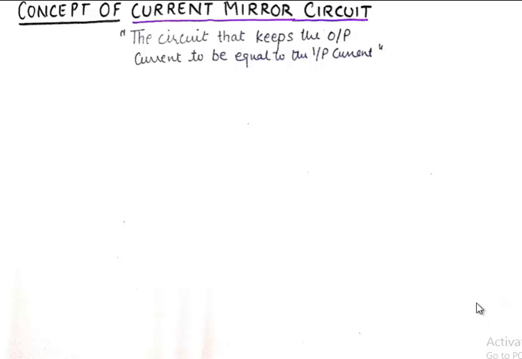By the basic definition of a current mirror circuit, it is a circuit that keeps the output current equivalent to the input current. Now that might not hold true in all the cases because at some point in time we would want to define it as a circuit where one part of the current is equivalent to the other part of the current, and those 2 points are the observable points.